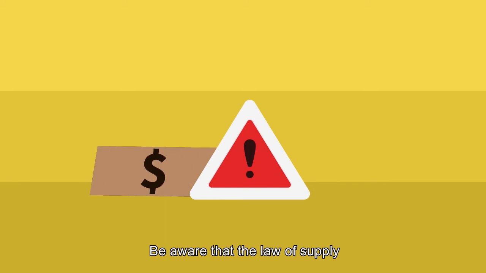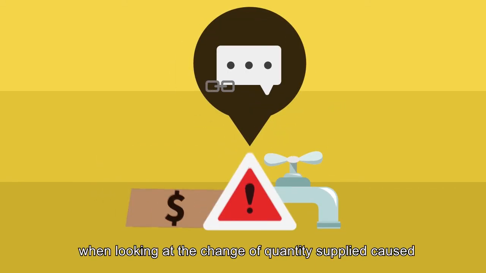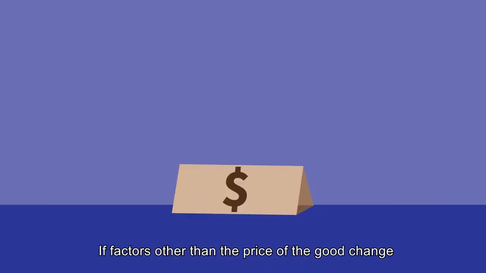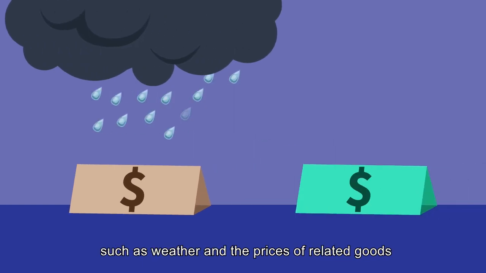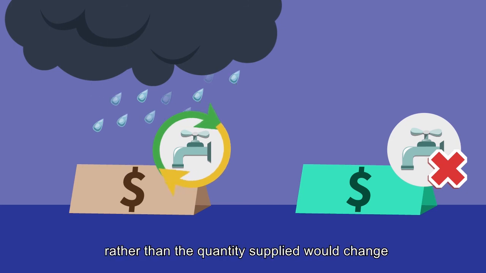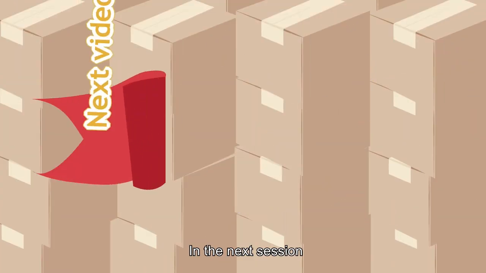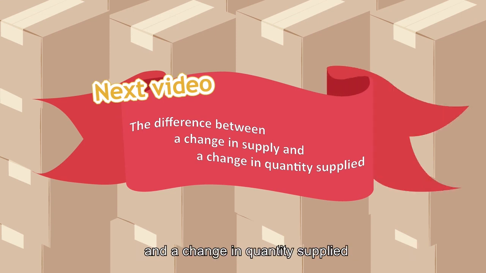Be aware that the law of supply assumes other factors remain constant when looking at the change of quantity supplied caused by a change in the price. If factors other than the price of the good change, such as weather and the prices of related goods, producers' supply of the good would change, rather than the quantity supplied. In the next session, we will compare the difference between a change in supply and a change in quantity supplied.